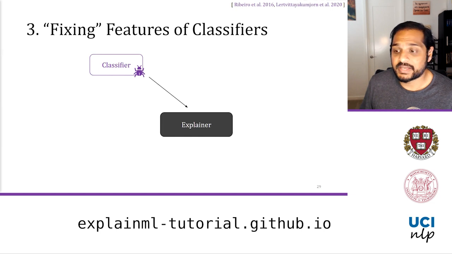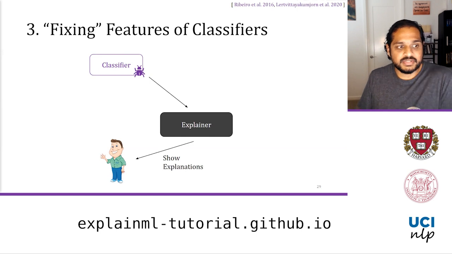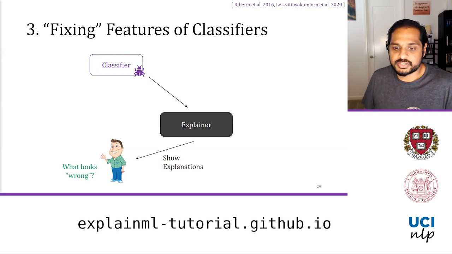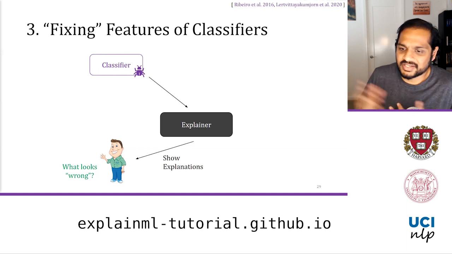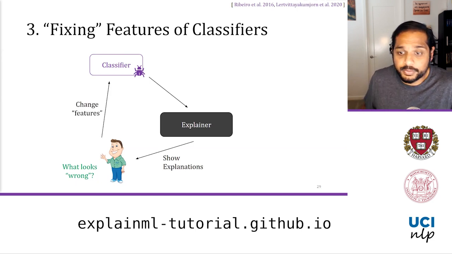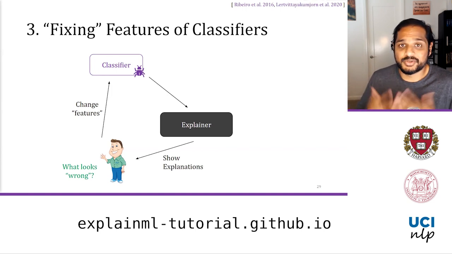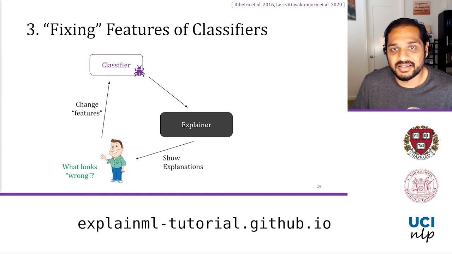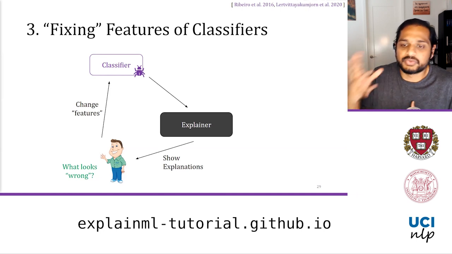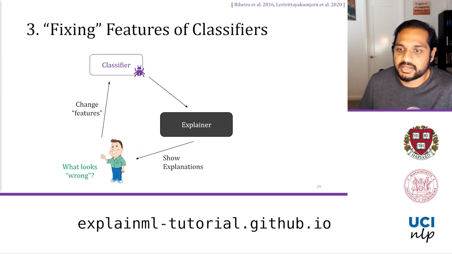You run it through an explainer and you show the user the explanations. And in some sense, you get feedback from the users by asking them, what do you think looks wrong in this explanation? What do you disagree with? What features is the model looking at that you wouldn't want it to look at? And you incorporate this feedback somehow into the training process. So for example, you could just remove the features that they think look wrong. Some way to change your training objective or change your model to do that.